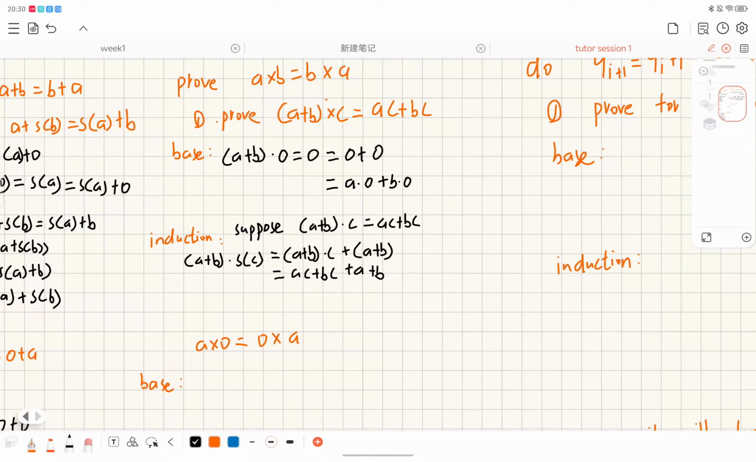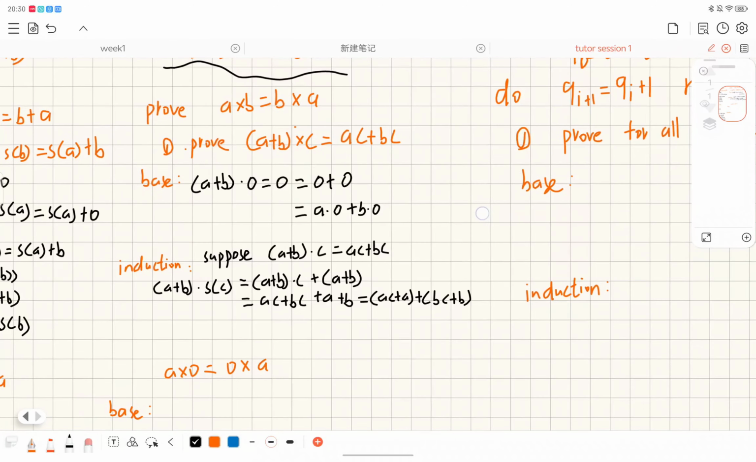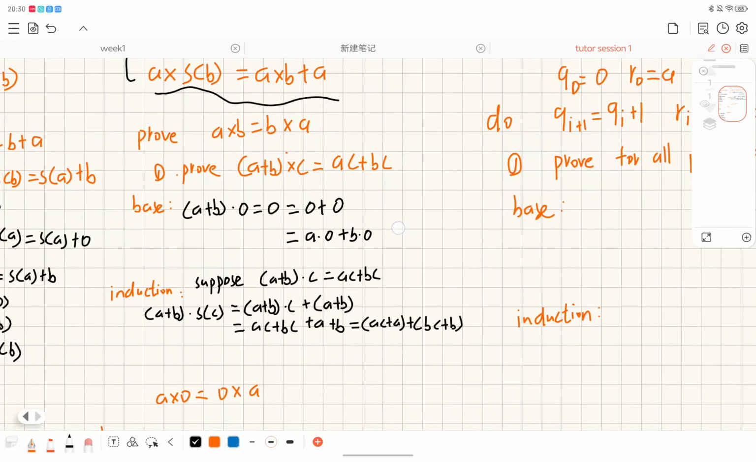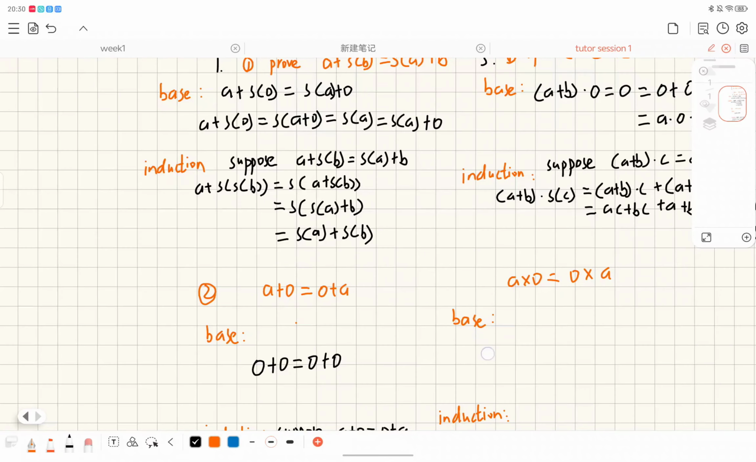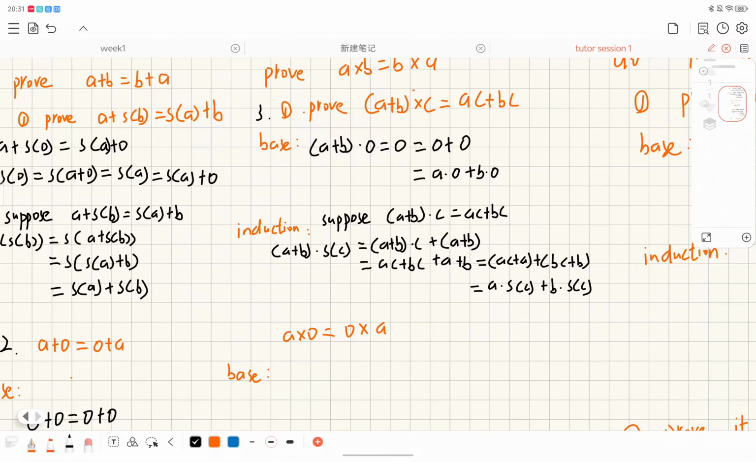And as we know that addition is commutative, we can exchange the position of these terms. So we can get AC plus A plus BC plus B. And what's this one? We just use the definition of multiplier again, and we can get A times SC plus B times SC. So we are done. This is lemma 3, let's call it. Here we call it lemma 1, here it's lemma 2, here it's lemma 3, and here, okay.